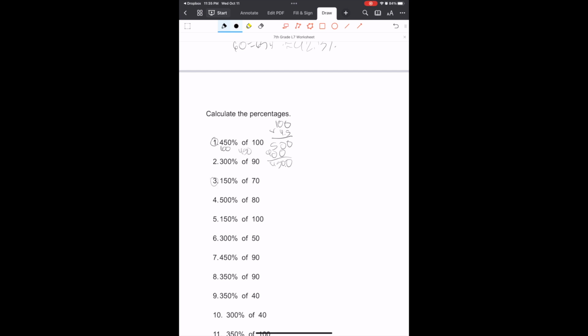Number 3, 150% of 70, same thing. That's just 70 times 1.5. And when you solve that, you should get 105. Number 6, 300% of 50. Well, that's just 50 times 3, which is equal to 150.